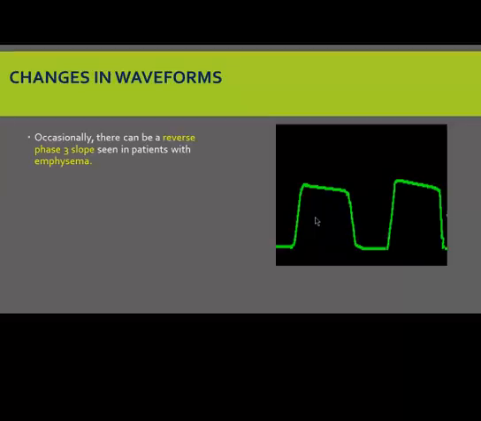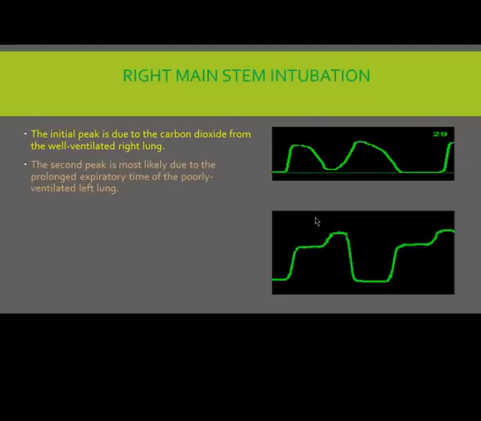Sometimes with patients with emphysema, they may have a reverse slope. Remember, on the normal waveform, your high peak should be on the right side. And it has to do with their respiratory illness and them getting that CO2 out, but the max amount of CO2 they get out is on this side. Won't see that as much.